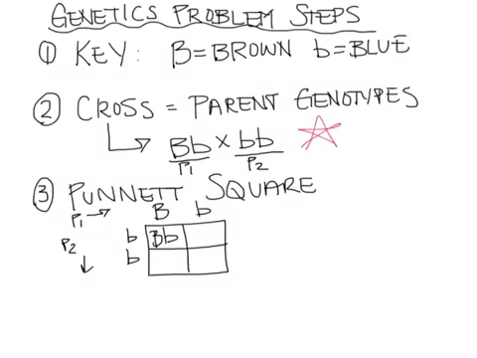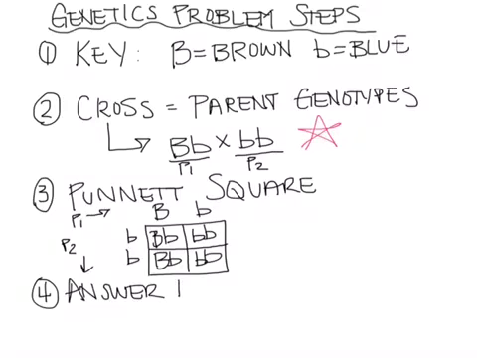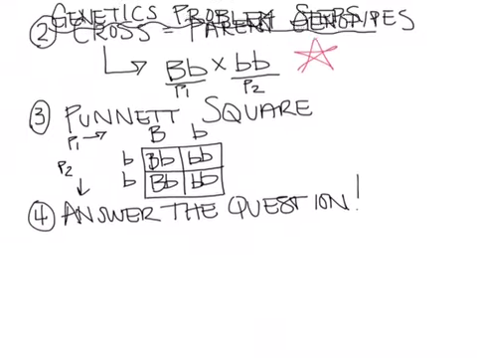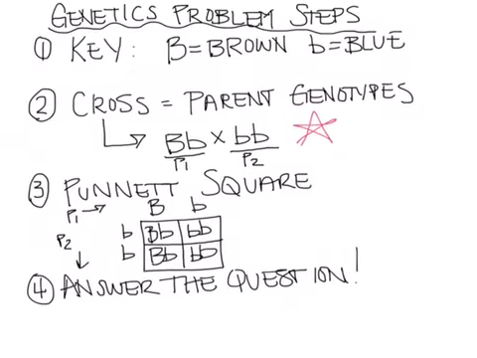Then you match up the letters. So the boxes are bordered by 2 little b's. That's what goes in the box. Always put your uppercase letter in front of your lowercase letter. Last but not least, the final step is you need to answer the question. Your answer is always going to be in the form of a probability.